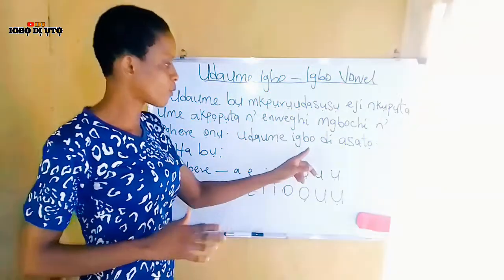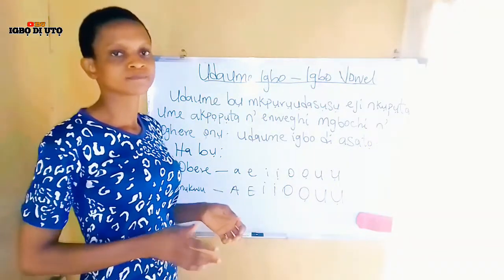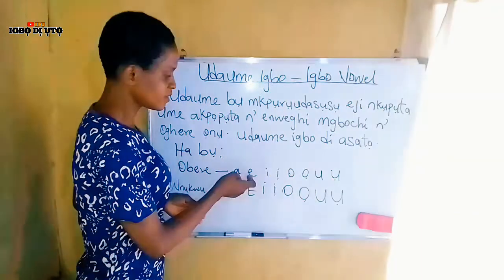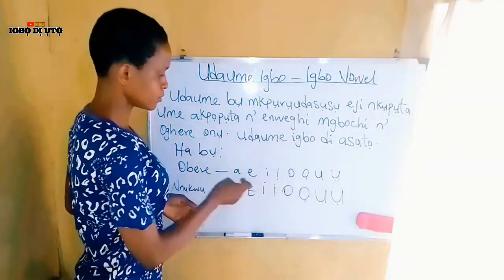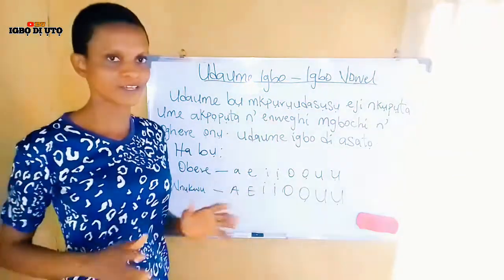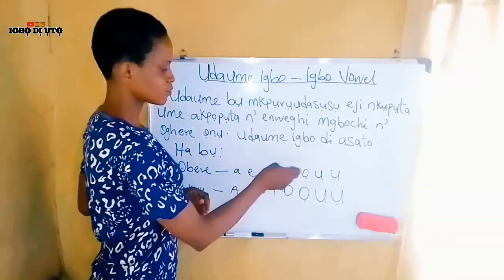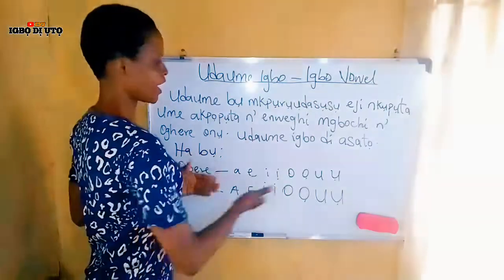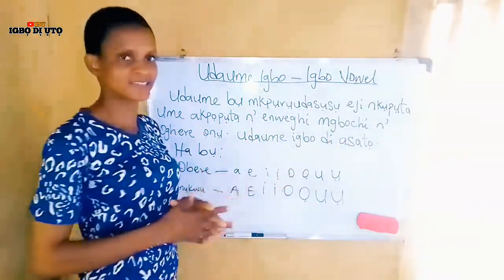So Igbo vowels are 8 in number. Likewise in English, you have A, E, I, O, U. How many? 1, 2, 3, 4, 5. Likewise in English, we have 5. A, E, I, O, U. In English, do you see it? But in Igbo vowel, we have 8.